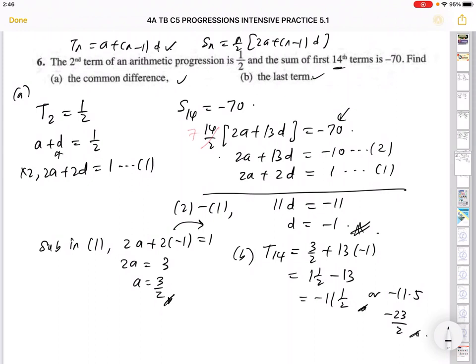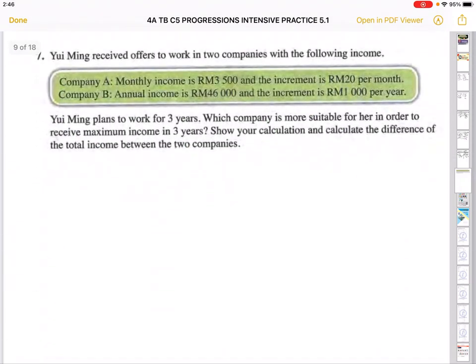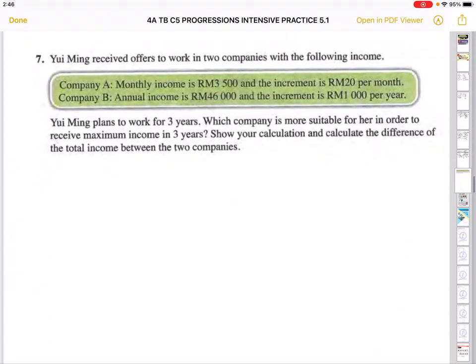I think we're coming to the end. Number 7. Right. Okay, Yu Ming received offers to work in 2 companies with the following income. Company A, monthly income of 3,500, increment 20 ringgit per month. Company B, annual income 46,000, increment is 1,000 per year. Yu Ming plans to work for 3 years, which can be more suitable in order to receive maximum income in 3 years.